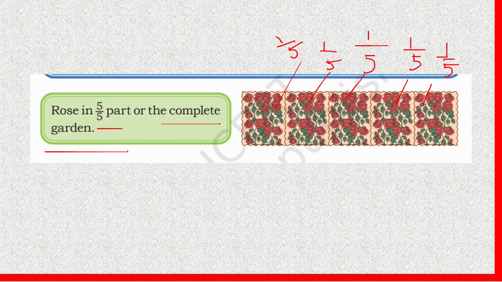Each part is 1 by 5. Total 5 parts are there. So 1 by 5 plus 1 by 5 plus 1 by 5 plus 1 by 5 plus 1 by 5. That is 5 by 5 part or the complete garden.